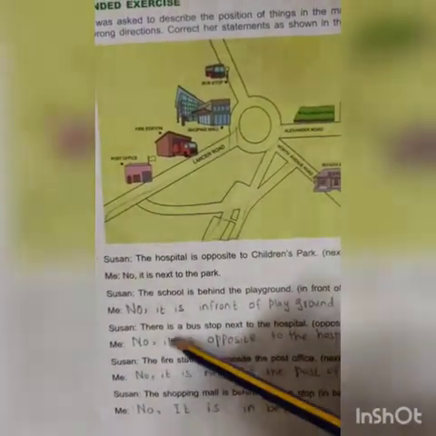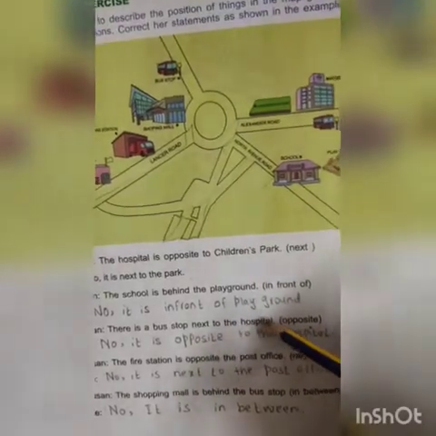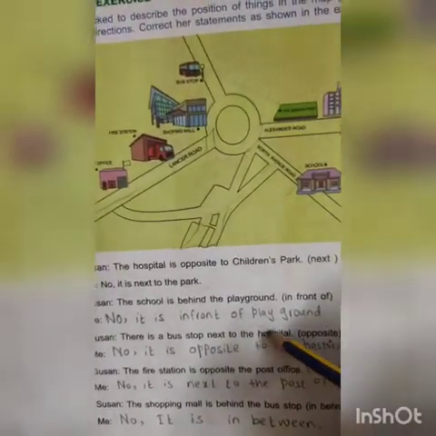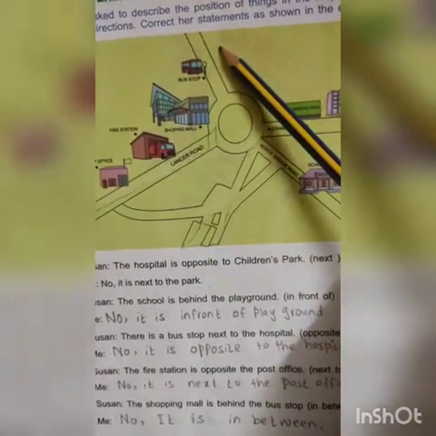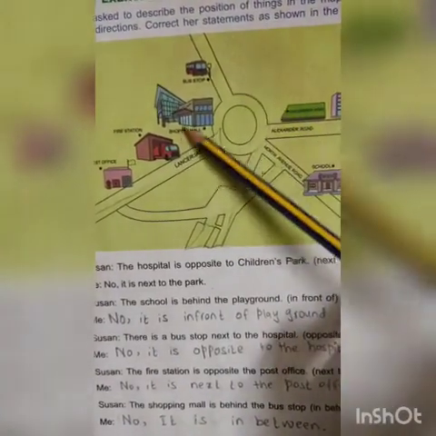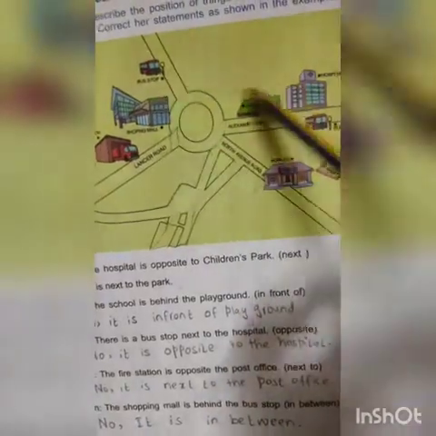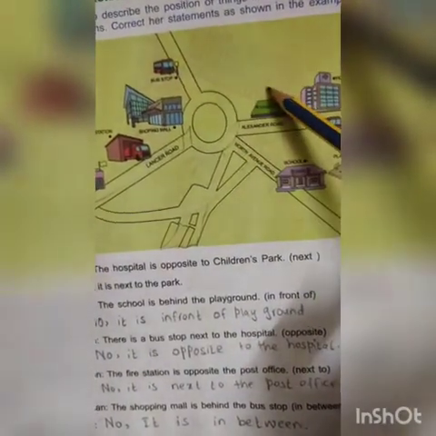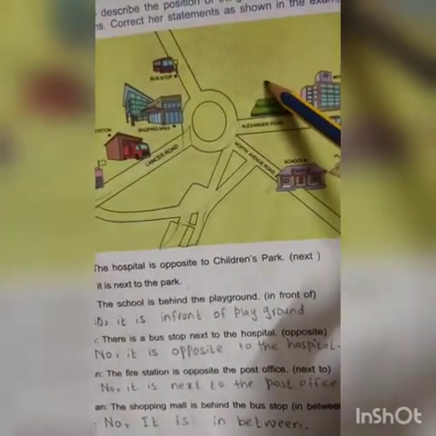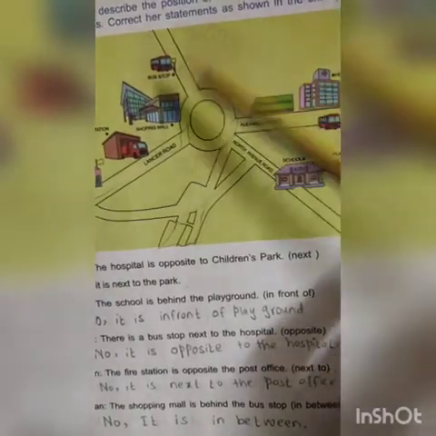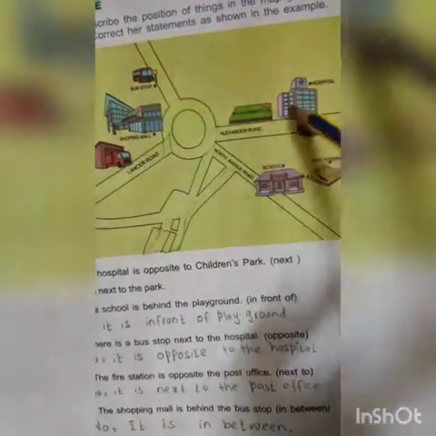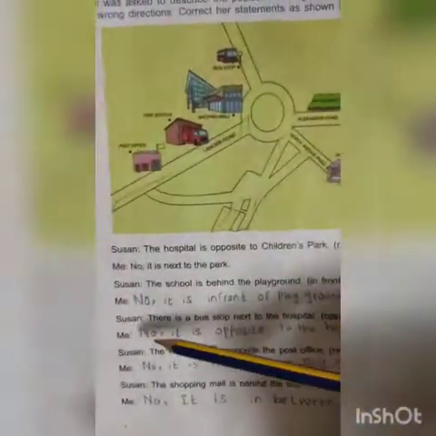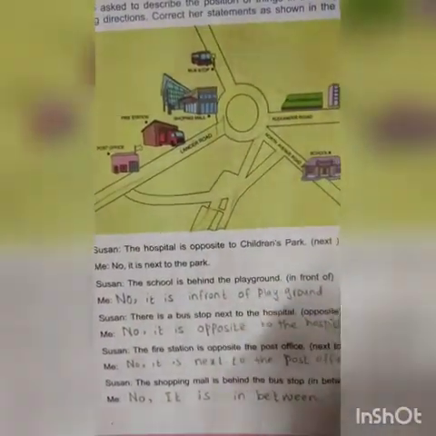Okay, so next, where is the bus stop next to the hospital? Where is the bus stop? Here. And where is the hospital? Hospital here. It is next to the hospital. There is a bus stop next to the hospital. No, it is opposite. The bus stop and hospital are both opposite. So you write it here. No, it is opposite to the hospital.